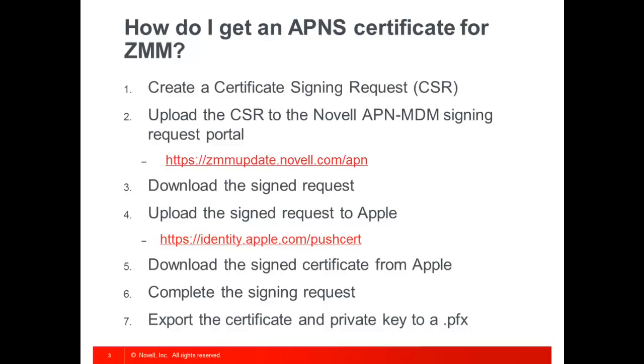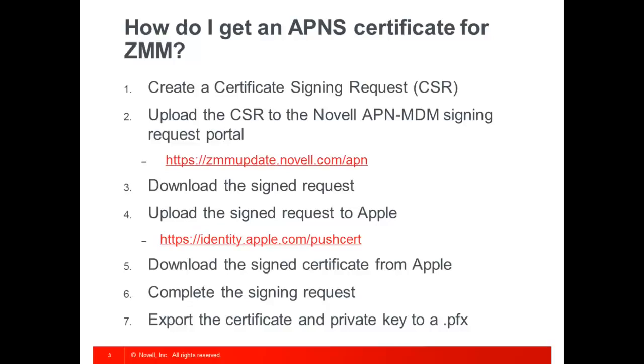The first step is to create a certificate signing request. This is a standard X509 certificate signing request. We're going to upload that CSR to the Novell APN Mobile Device Management Signing Request portal, that URL you see there. Once I upload that, the certificate is going to get signed by Novell's Intermediate Certificate Authority.